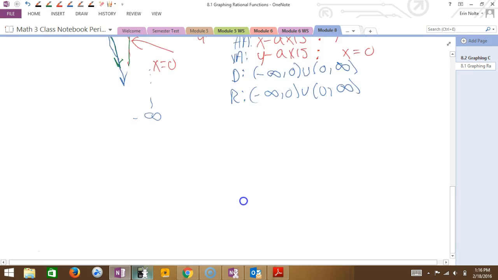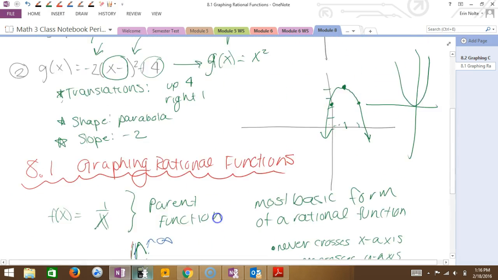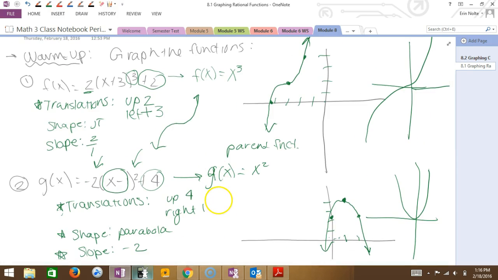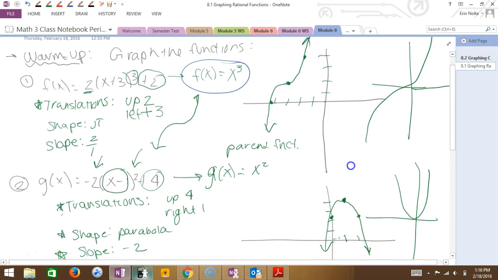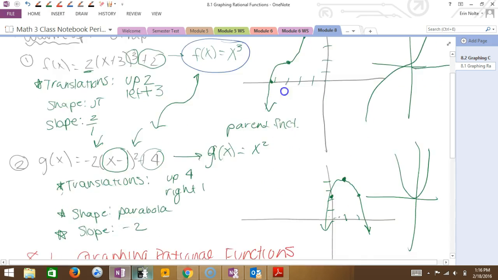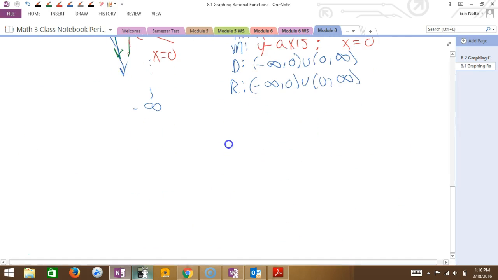So, you know how on those warm-ups, we had an original parent function, and that was the very first thing we learned when we were learning about quadratics. We learned the parent function, and then we started trying translations. So we learned our rational function, parent function, and now we're going to look at some translations. So this will be our first example.